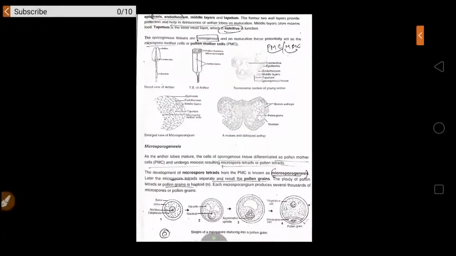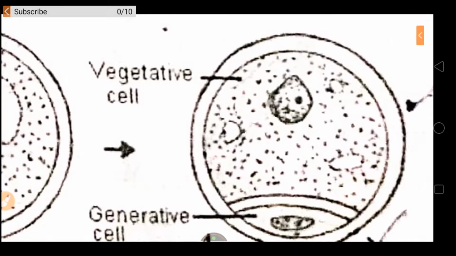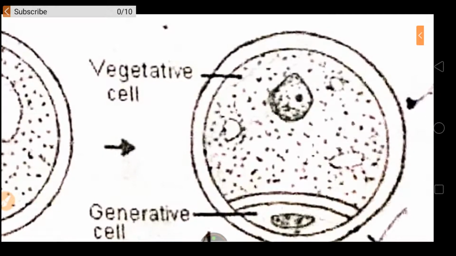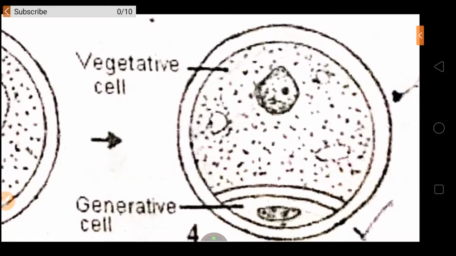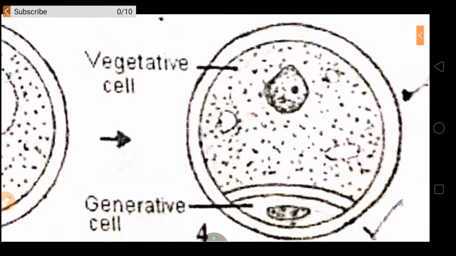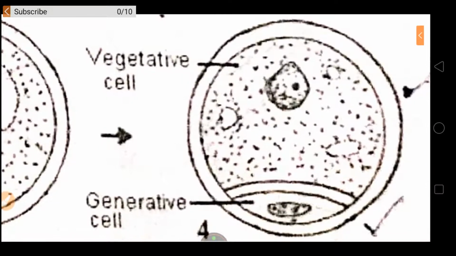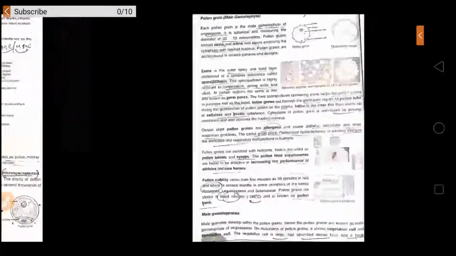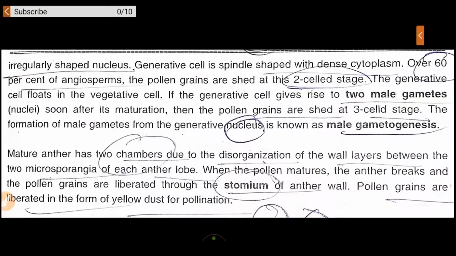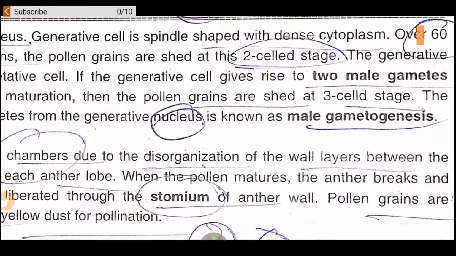So it is abundant in the vegetative cell, abundant cytoplasm. The generative cell is spindle shaped and has dense cytoplasm. Cytoplasm has more density. Okay, irregularly shaped nucleus. So the generative cell is spindle shaped with dense cytoplasm.